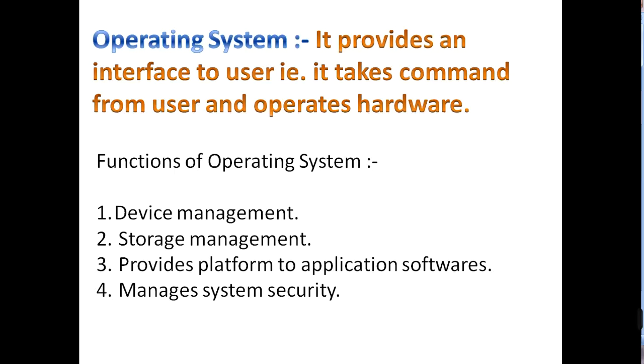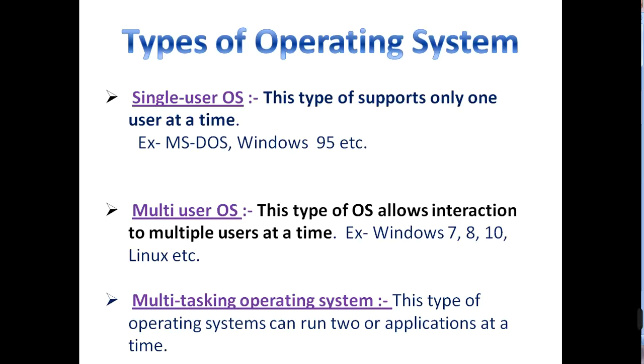Examples of operating system you can see: Windows operating system, Mac operating system, Android, Linux, and so many others are also there. Now, our next topic is types of operating system.